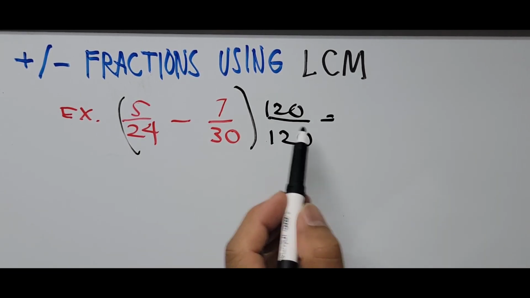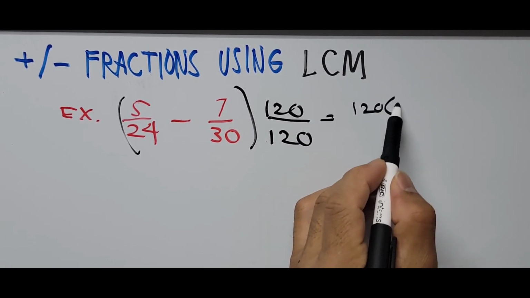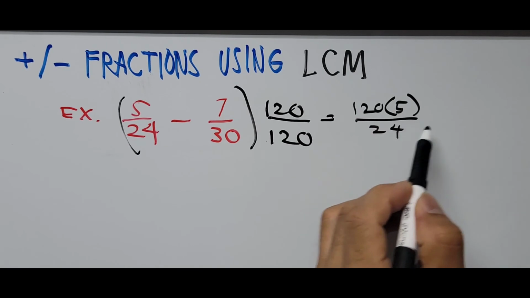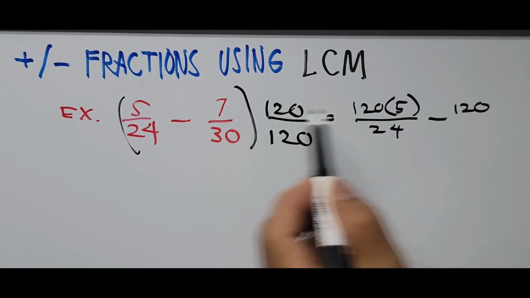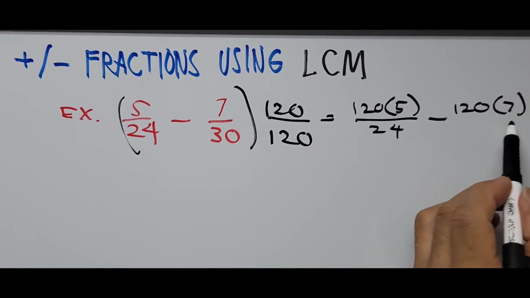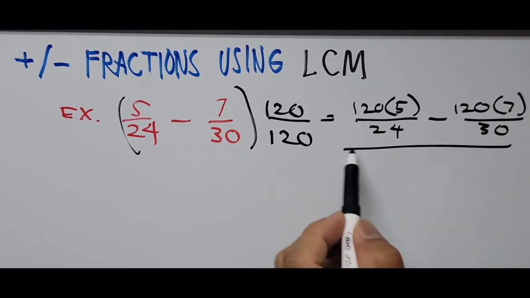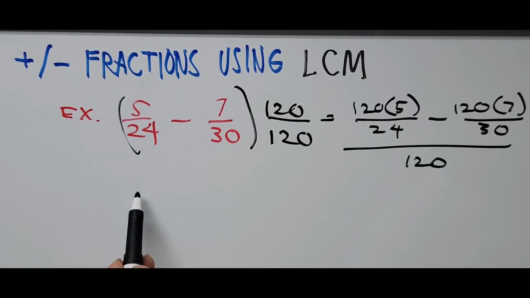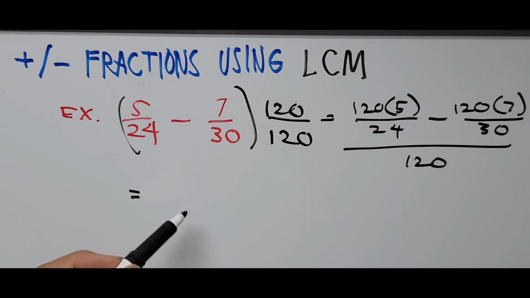First, 120 times 5 over 24, that's what it means. 120 times 5 over 24 minus 120 times 7 divided by 30, all over 120. So 120 times 5, that's 600, right? So that's 600 over 24.